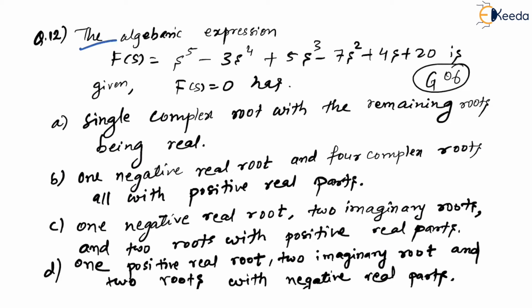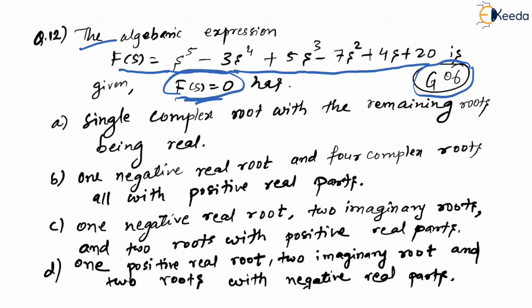Yes. Now the algebraic expression is given. This is the algebraic expression: s to the power 5 minus 3 into s to the power 4 plus 5 into s cube minus 7s squared plus 4s plus 20 is given, right? If f of s is equal to 0, it has what? It is basically a GATE 2006 problem. Okay. Now if you treat this particular f of s equal to 0 as a characteristic equation, then definitely you can find out how many poles are there on the left half of the S plane, right half of the S plane, as well as the imaginary pole values, right?